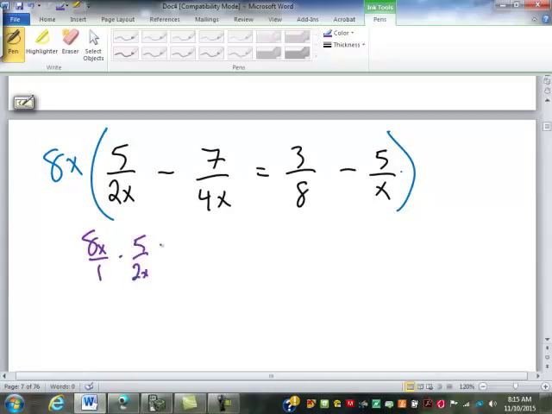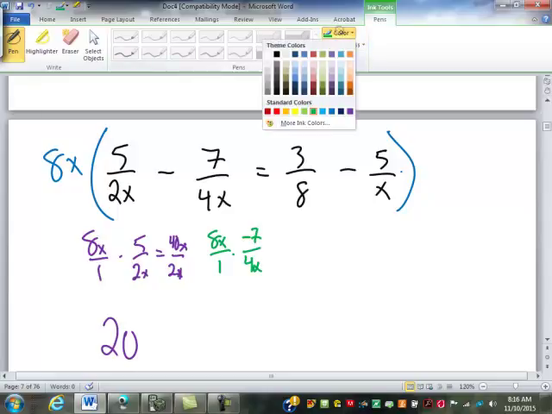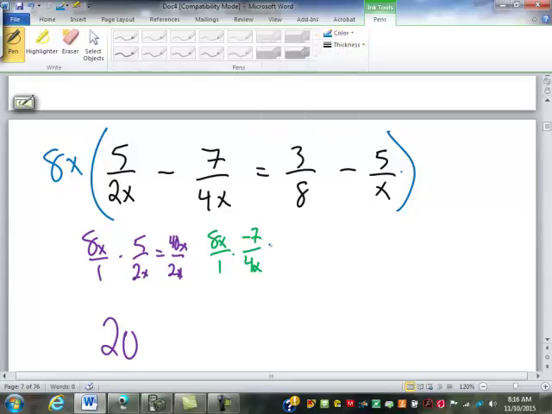This one probably would be easiest just to multiply out. 8x times 5 is 40x divided by 2x is just 20. The x's divide out. 40 divided by 2 is 20. So 8x over 1 times negative 7 over 4x. So you multiply that out. 8 times negative 7 is a negative 56x over 4x. Again, the x's divide out. Negative 56 divided by 4 is a negative 14.